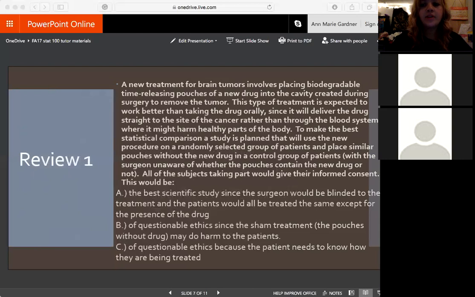A new treatment for brain tumors involves placing biodegradable, time-releasing pouches of a new drug into the cavity created during the surgery to remove the tumor. This type of treatment is expected to work better than taking the drug orally, since it will deliver the drug straight to the site of the cancer rather than through the blood system, where it might have harmed healthy parts of the body. To make the best statistical comparison, a study is planned that will use the new procedure on a randomly selected group of patients and place similar pouches without the new drug in a control group of patients, with the surgeon unaware of whether the pouches contain the new drug or not. All the subjects taking part would have given their informed consent.